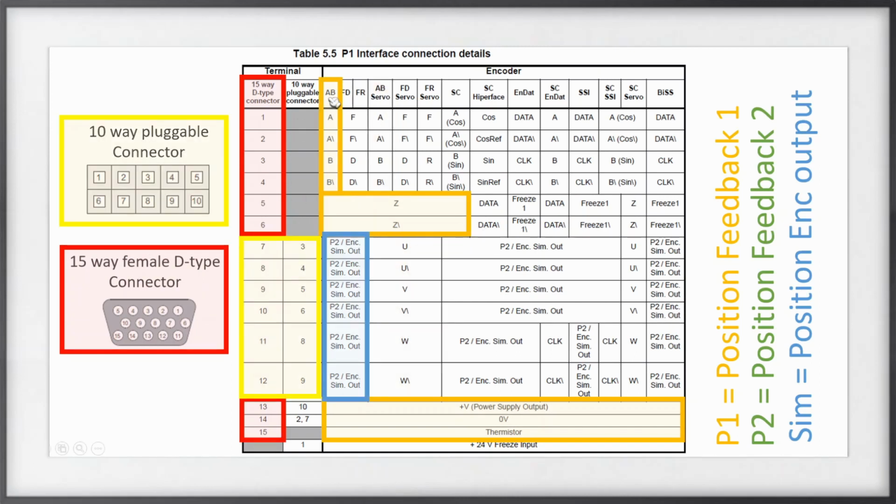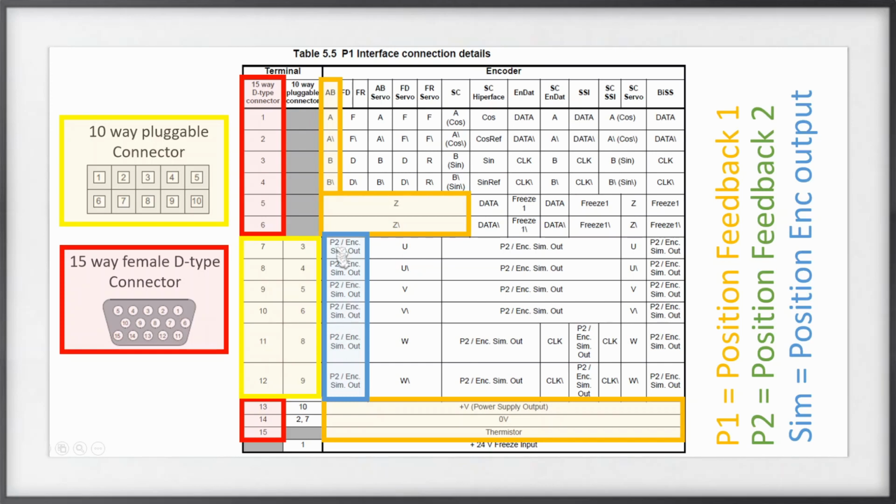Let's do an AB encoder. Now an AB encoder only needs to use A naught, B naught, and you could use Z and Z naught. And also you'll have these inputs down here as well. But with that said, it left this section of terminals free to use either on the 15 pin connector or on the 10 pin connector.